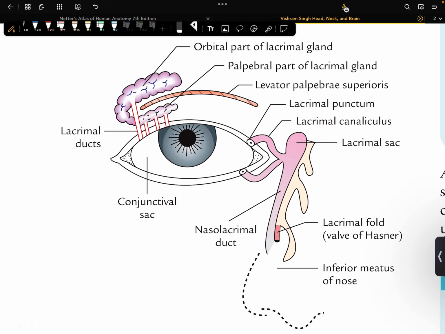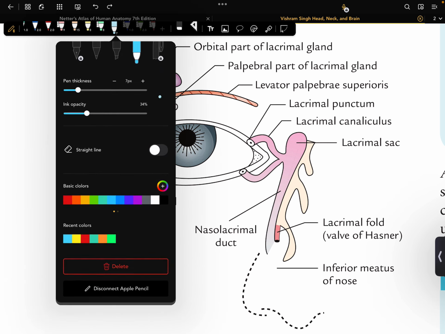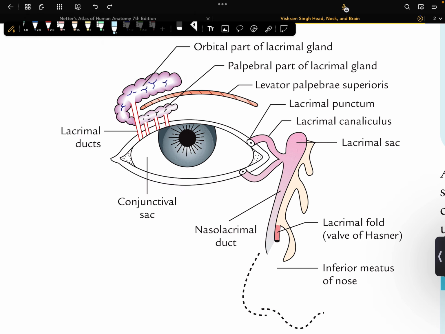The lacrimal gland is divided into two parts. So what are the parts? The lacrimal gland is divided into two parts by the levator palpebrae superioris. The upper part you can see is the orbital part, and the lower part is the palpebral part.